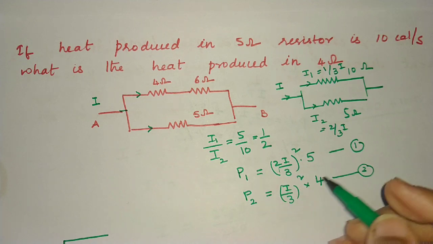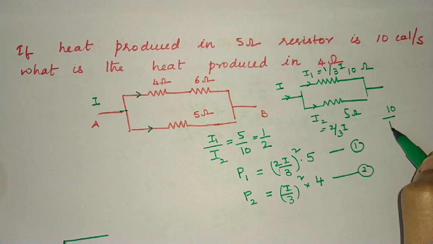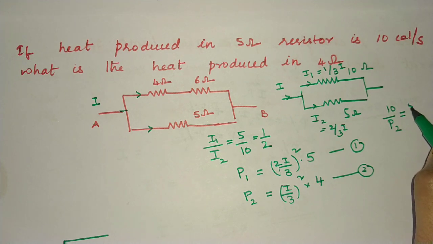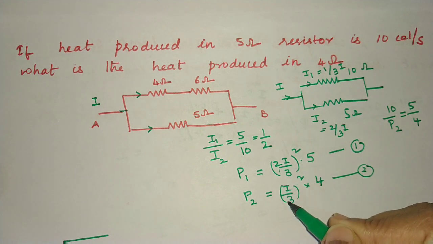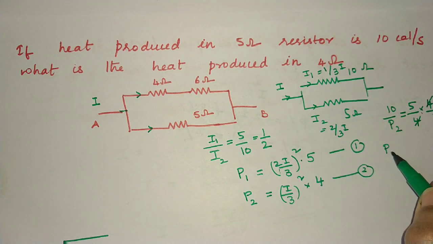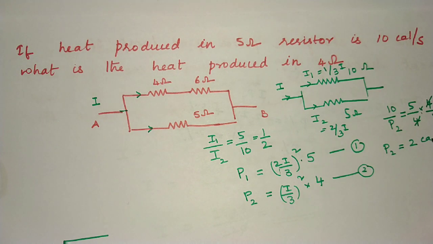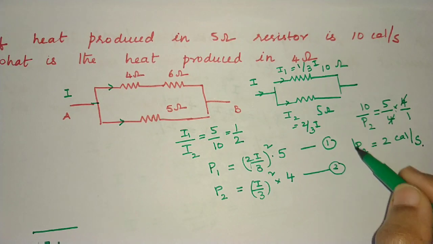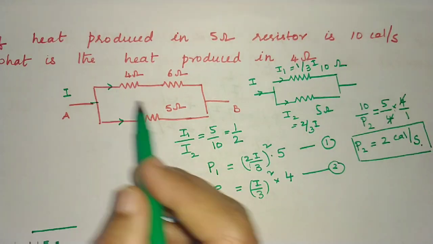Divide the two relations. P1 is 10 by P2 should be 5 by 4 into I square by 9, I square by 9 gets cancelled, into 4 by 1. 4 and 4 gets cancelled. What is P2 equal to? P2 should be 10 by 5. That is 2 calorie per second. Okay, so this will give you the power dissipated across the 4 ohm resistor.